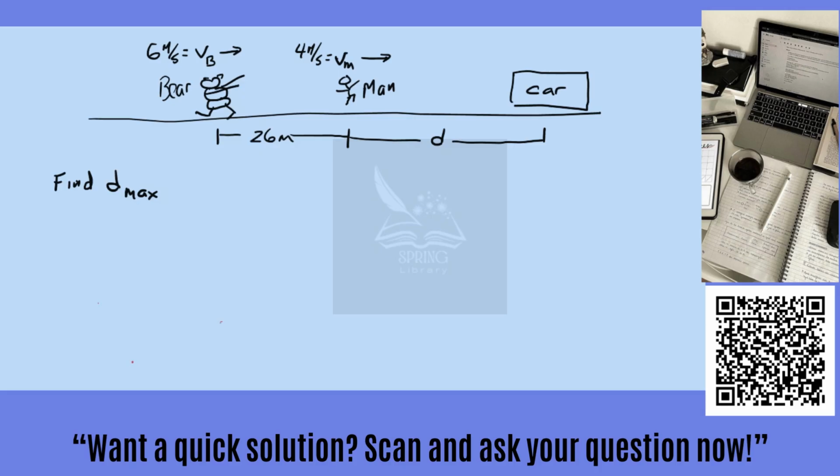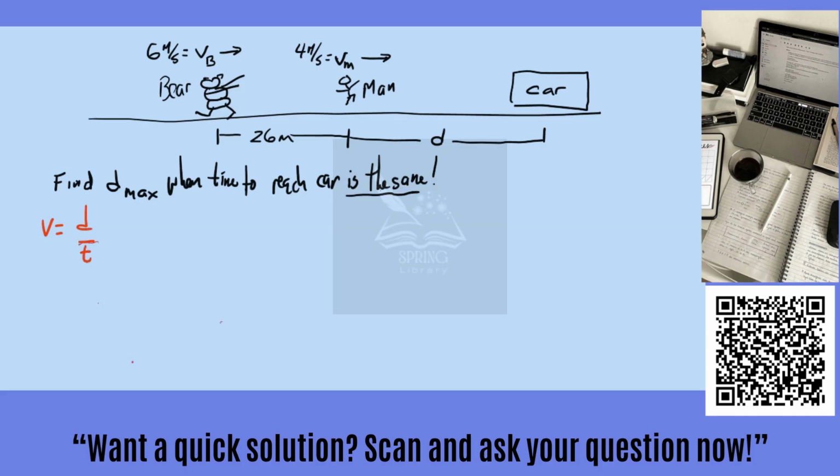So here it says D max, but I'm going to write a little bit more. I'm going to say D max when time to reach the car is equal, the same. That's the key. That's the insight that you need in order to solve this problem. From here, we're going to go ahead and just simply write the solution. The solution is going to involve the fact that velocity is equal to the distance divided by the time, which is great.